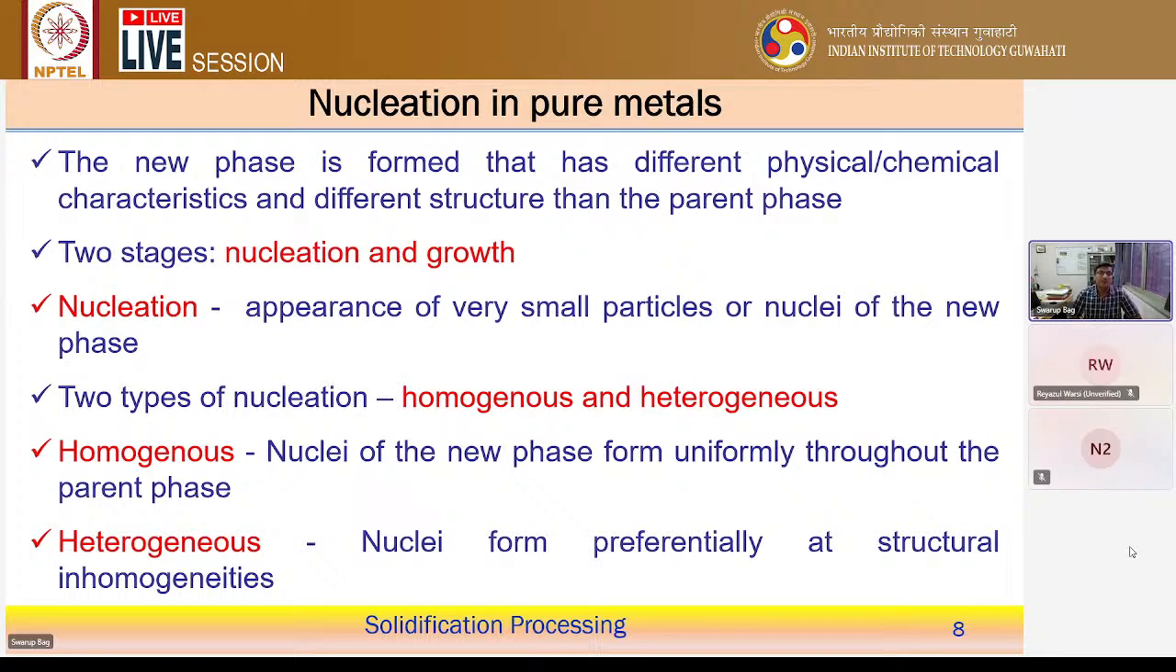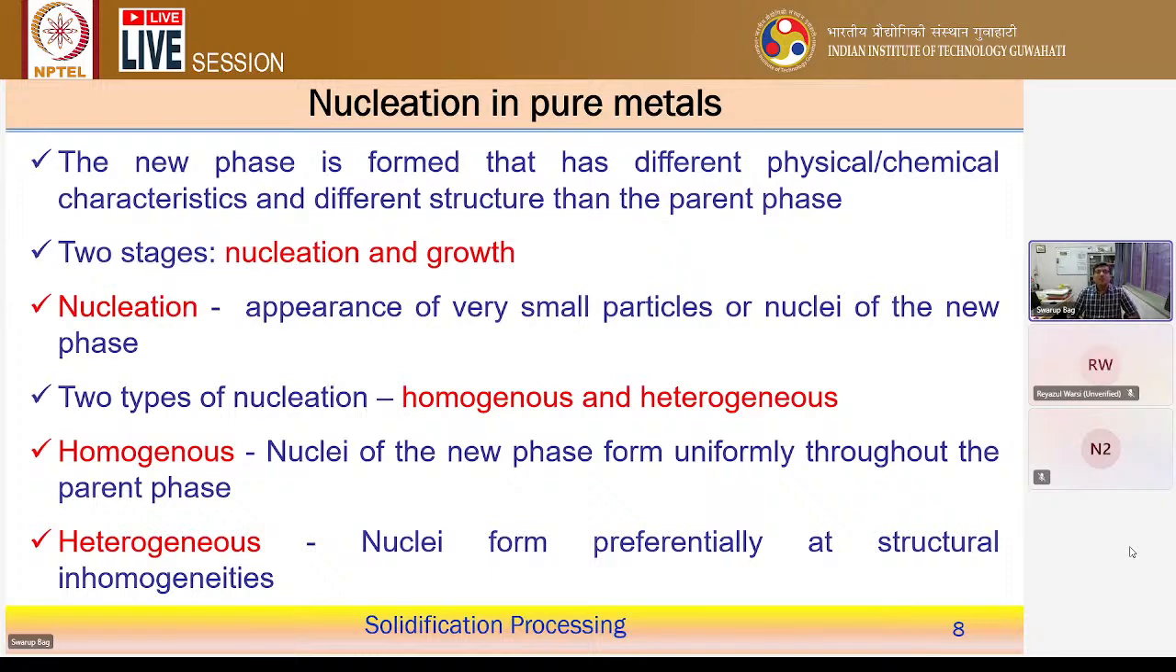Two types of nucleation usually occur. One is homogeneous nucleation, the other is heterogeneous nucleation. Homogeneous nucleation is when the nuclei of the new phase occur uniformly throughout the parent phase. Throughout the parent phase, new phase nuclei appear, and that is known as the homogeneous nucleation process.